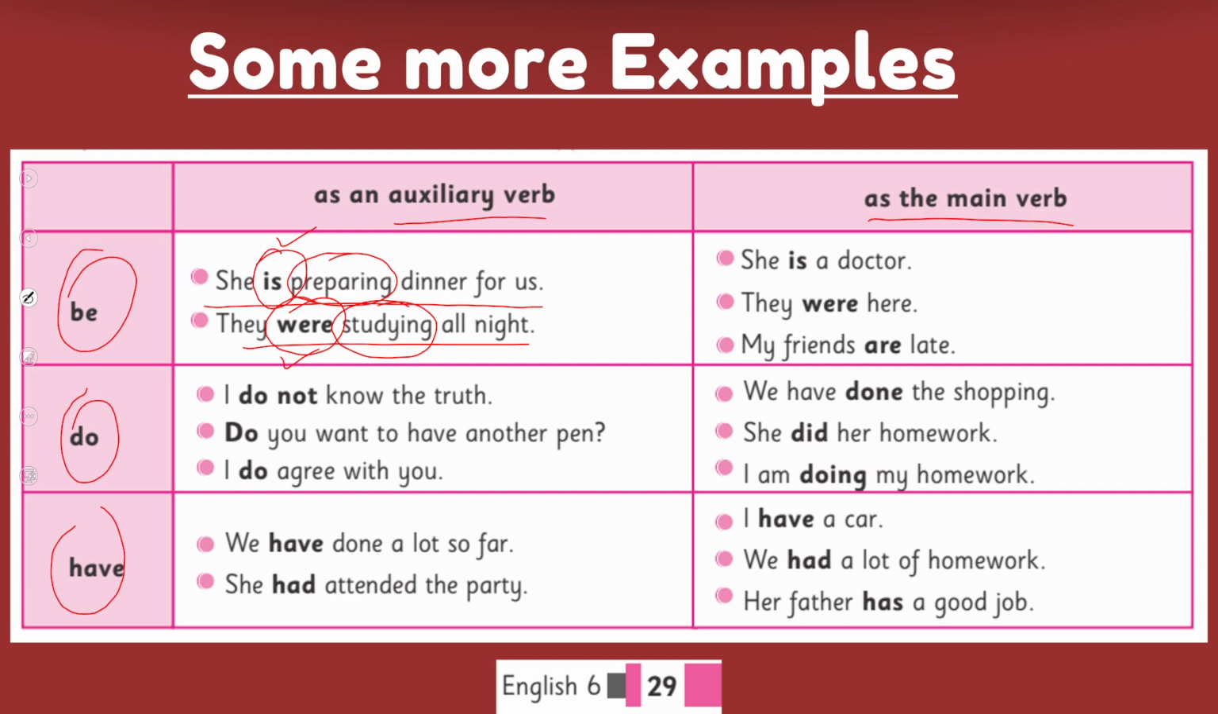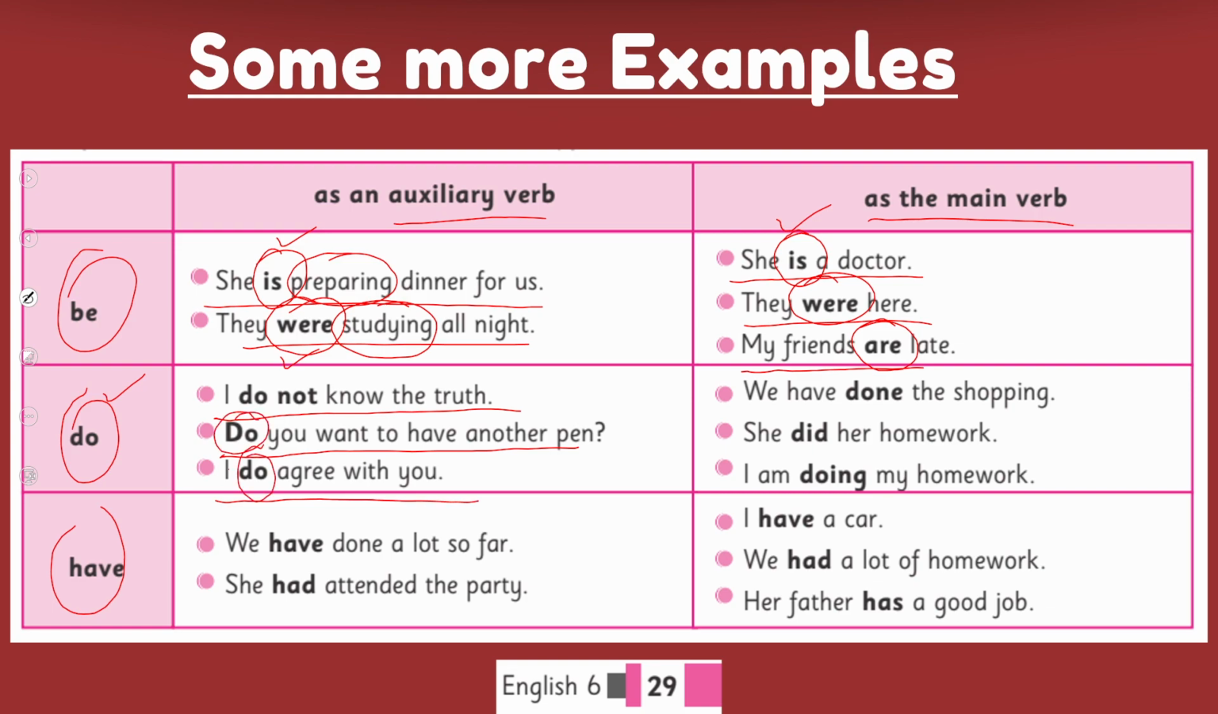Now, using these as our main verb, she is a doctor. Now, you can see that there's no other verb, and our auxiliary verb is being used as our main verb. They were here. My friends are late. Now, for the do part, I do not know the truth. Do you want to have another pen? Or I do agree with you.